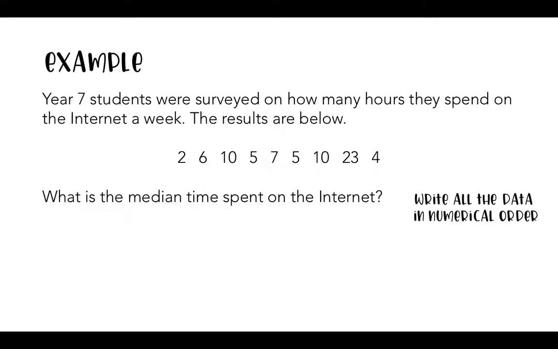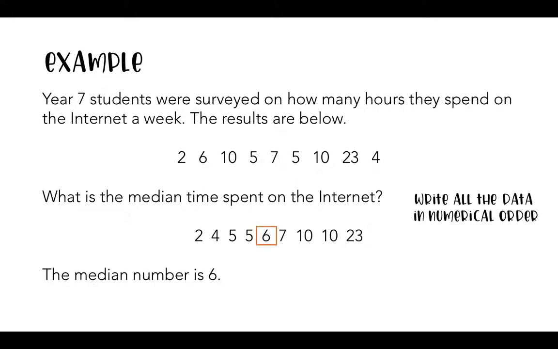So here's our data written in numerical order: 2, 4, 5, 5, 6, 7, 10, 10, 23. So our middle value is 6. We've got 4 bits of data on one side and 4 bits of data on the other side. So our middle value here is 6. So we say the median number is 6.